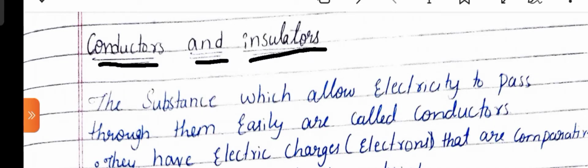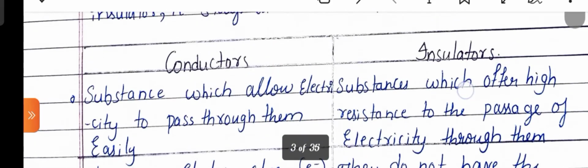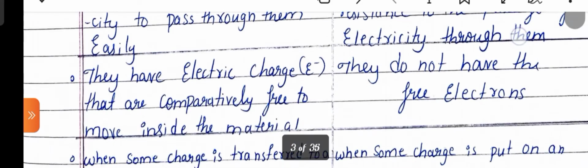We know that conductors are the substances which allow electricity to pass through them easily, whereas insulators are the ones which have high resistance to the passage of electricity. Here, one of the 3-mark important questions is: differentiate between conductors and insulators. Here are 4 points given. The first point: substances which allow electricity to pass through them easily are conductors. Substances which offer high resistance to the passage of electricity through them are insulators.